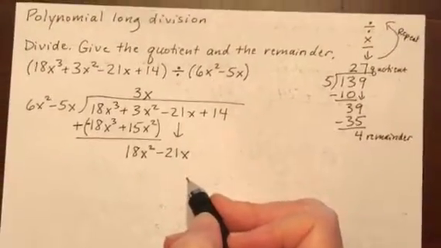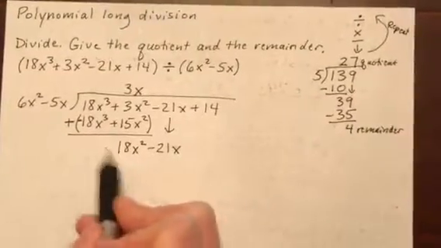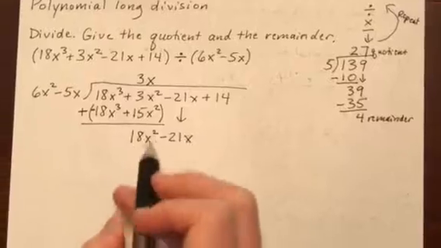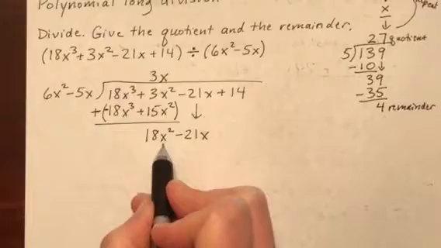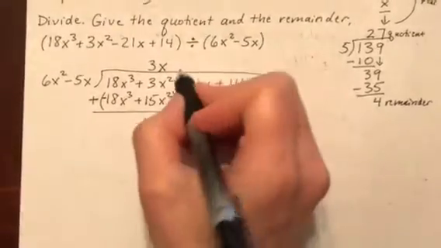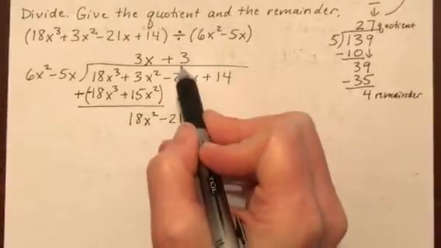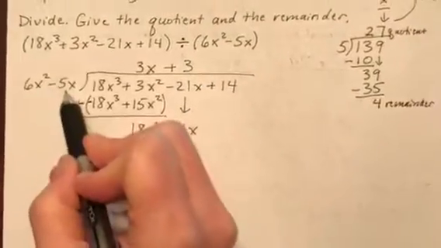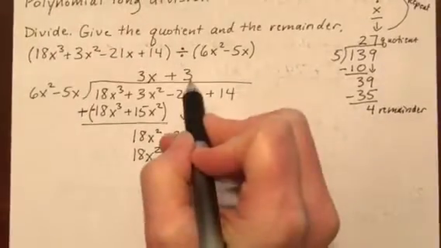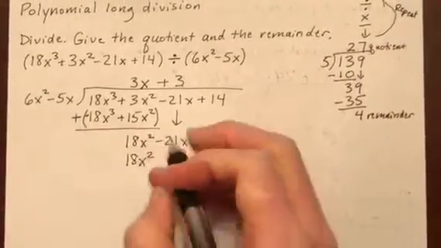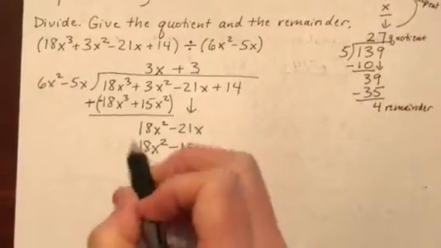Okay, so now I'm repeating the process again. I divide this into this. Okay, 6x squared times what would make 18x squared? Well, I don't need any more x's, but I need a 3, so let's add 3. And now I do the multiply step. 3 times each of these terms. 3 times 6x squared is 18x squared. 3 times minus 5x would be minus 15x. That was my multiply step.